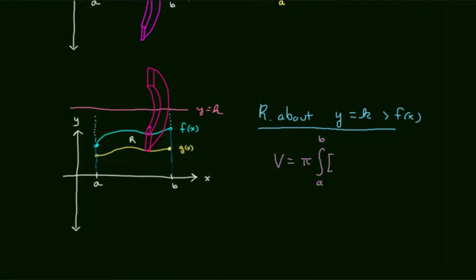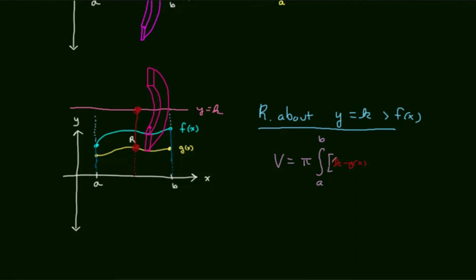It's related to g of x, this outer radius, but it's not g of x. So the outer radius is going to go from here to the function g of x, and that is not g of x. This distance here that I've dotted, that's g of x. So my outer radius, if I see carefully, is going to be the top of this distance minus the bottom of this distance, or k minus g of x. That will be my outer radius.